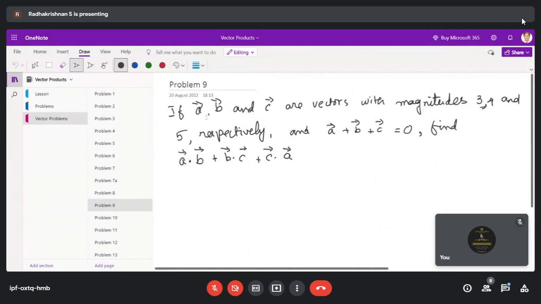Now there are three vectors A, B, and C with magnitudes 3, 4, and 5 respectively, and A plus B plus C is equal to 0. Find A dot B plus B dot C plus C dot A.